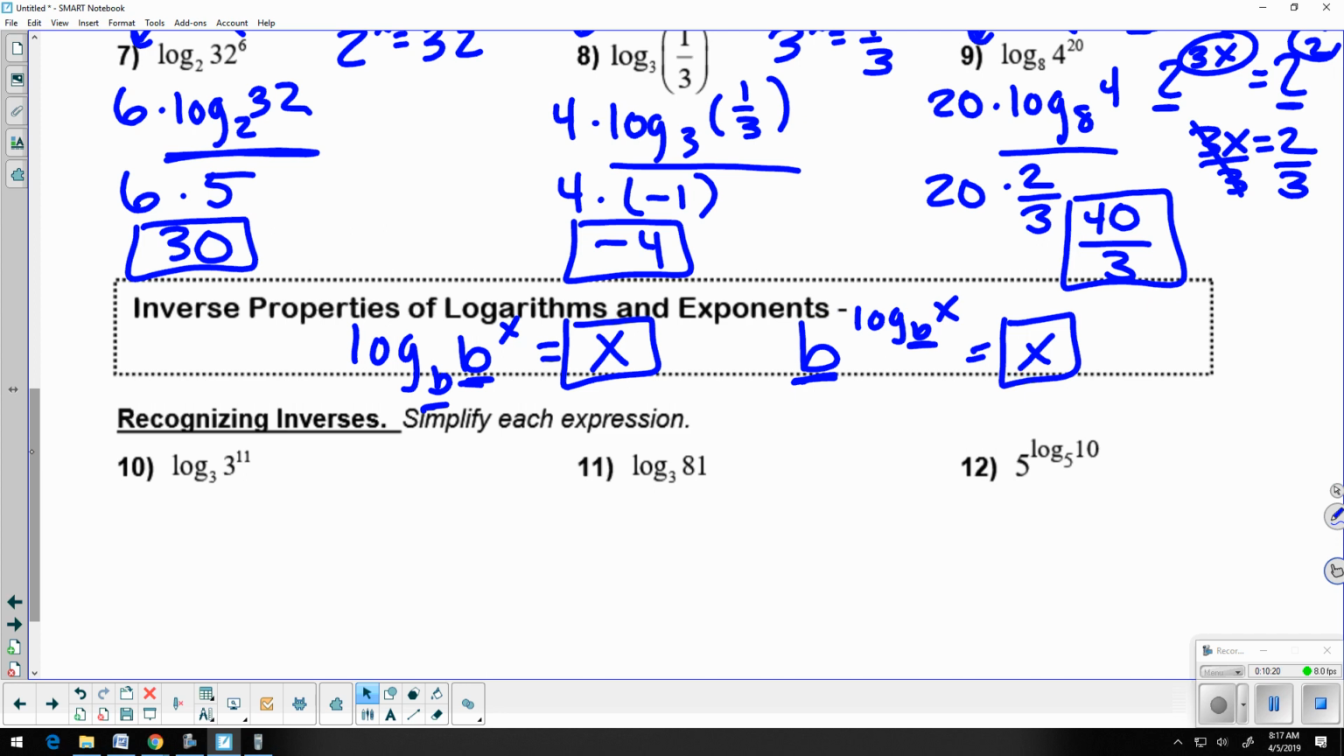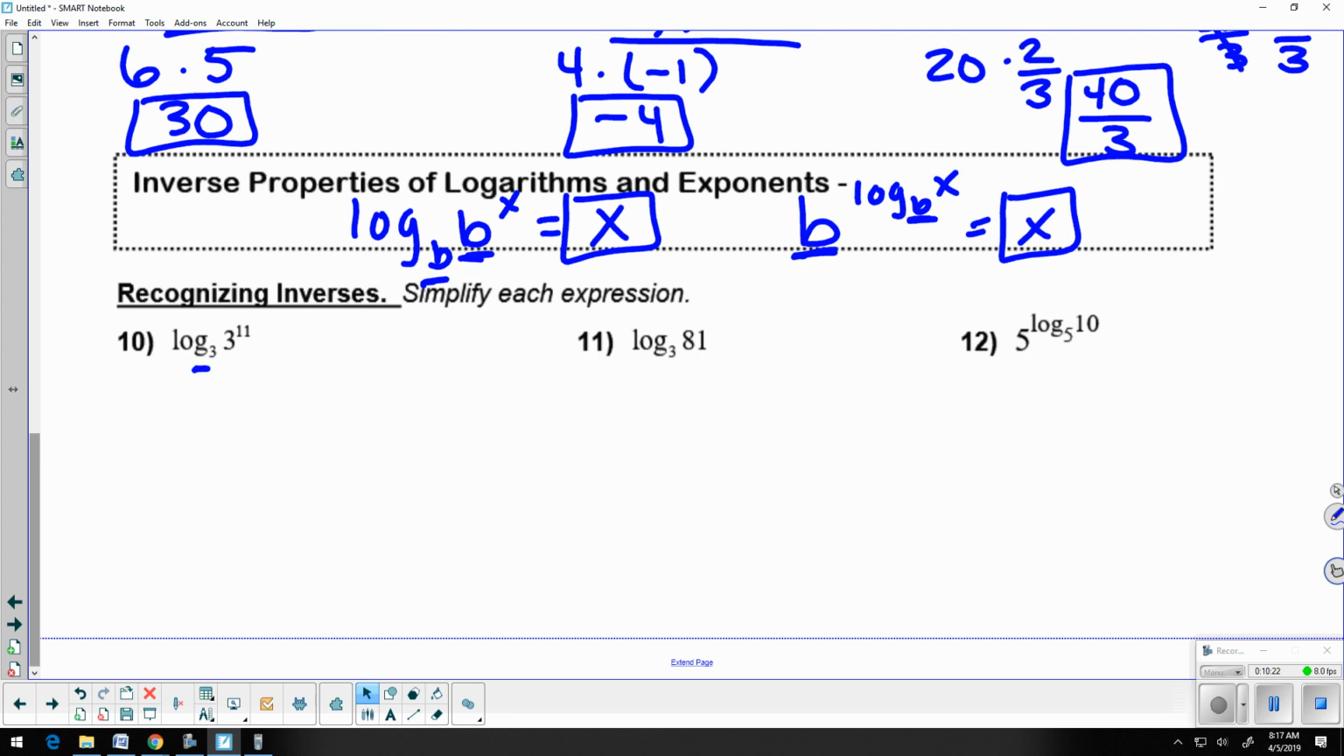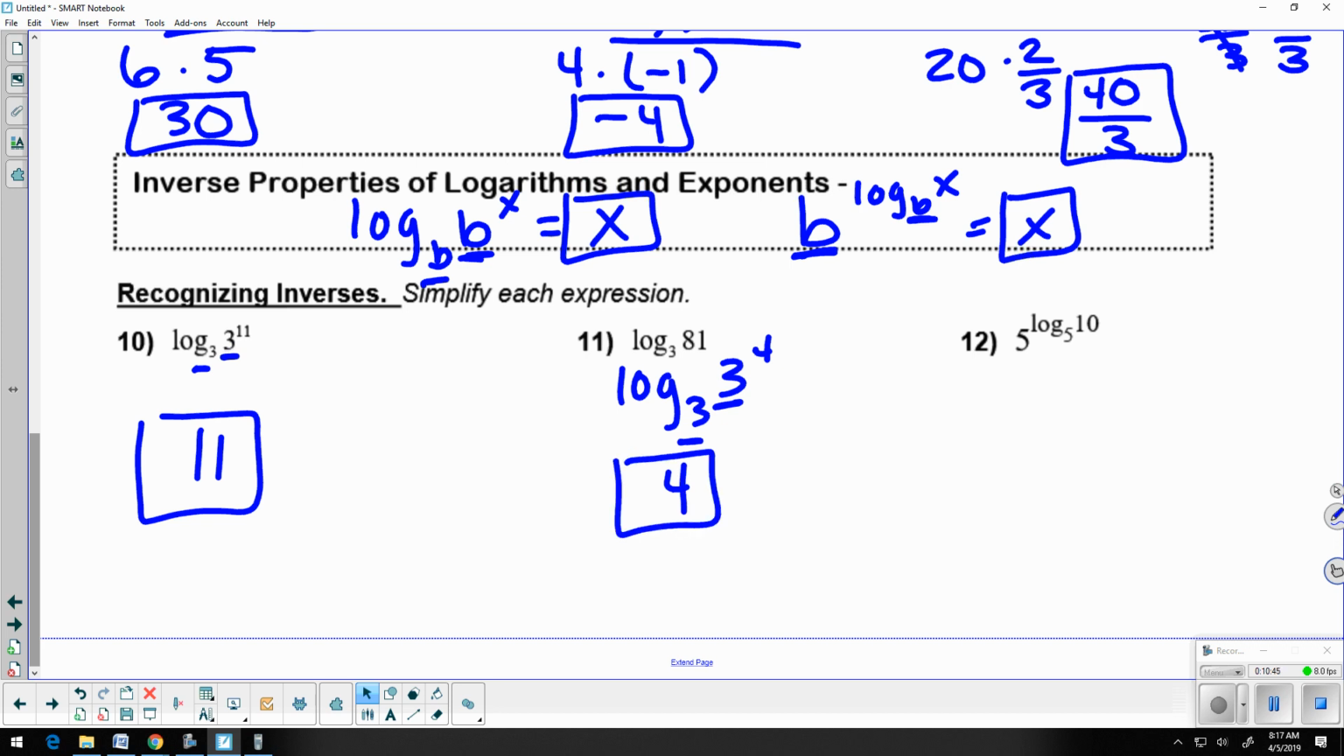So example number 10, as you see, the base of the log and the base of the exponential are both 3. So my answer is just simply 11. For 11, though, we have a little tweaking to do. I can rewrite this to be log base 3 of 3 to the 4th, because 3 to the 4th power is 81. Once again, once you see those same bases, they both are 3, they essentially just eliminate each other. My answer would just be 4.